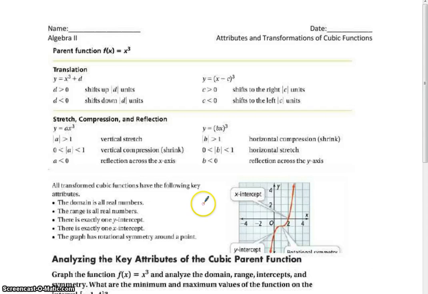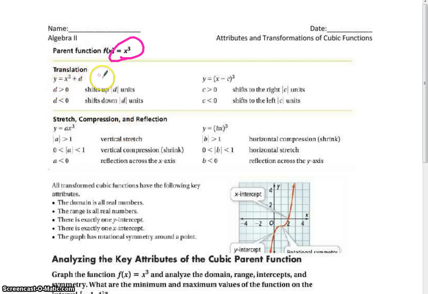Okay, Algebra 2, this is the attributes and transformations of cubic functions. Once again, these transformations are something we've dealt with over and over. It's just going to be the same rules, but we're dealing with cubic. The parent function for cubic is f of x is equal to x to the third.